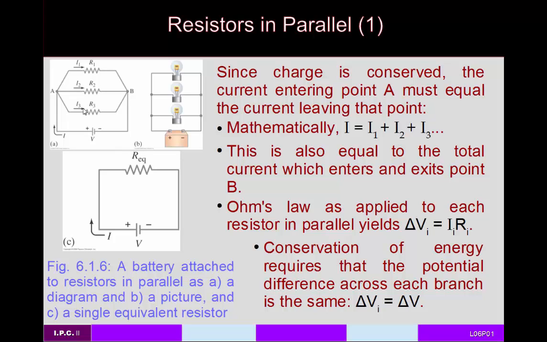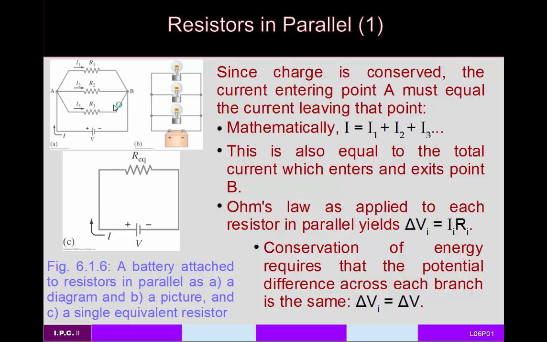So we're going to use the same two principles that we used in the previous discussion of resistors in series. Those two principles are that charge must be conserved and energy must be conserved. Conservation of charge says that the amount of charge that enters junction A must equal the amount of charge leaving junction A, and that these charges then get recombined at junction B, and so that must equal whatever charge you started with. Since current is charge over time, and since time isn't really at issue here, this basically means that the current going in has to equal the current coming out.